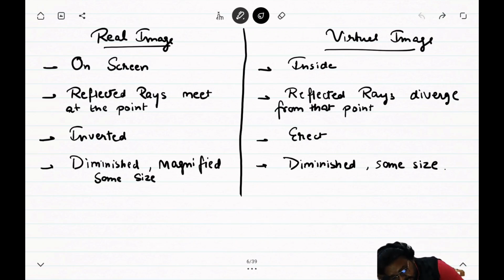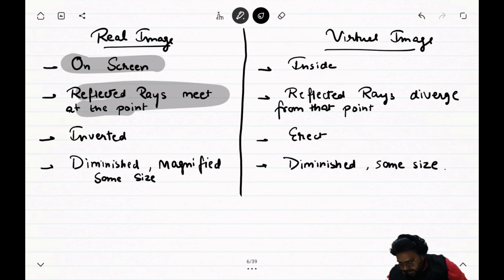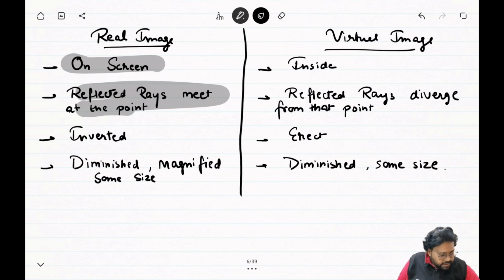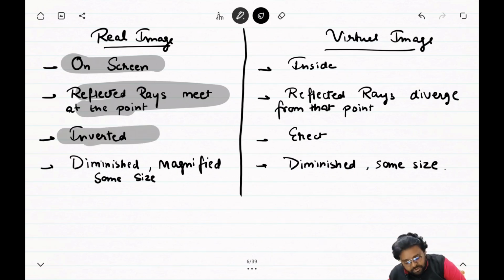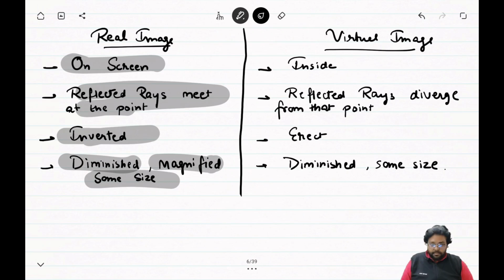A real image is formed on a screen. The reflected rays meet at a particular point to give a real image. We basically don't obtain a real image in a plane mirror because light after reflection does not meet. We obtain real images in spherical mirrors, and the image formed is always inverted. But the image can be diminished or magnified. Diminished means smaller than the size of the object; it can also be magnified or of the same size. So these are the properties of a real image.